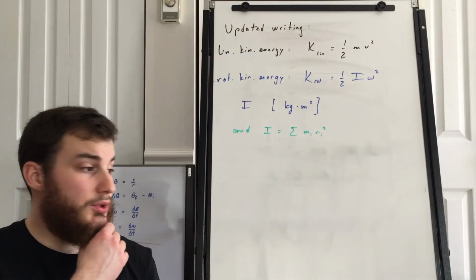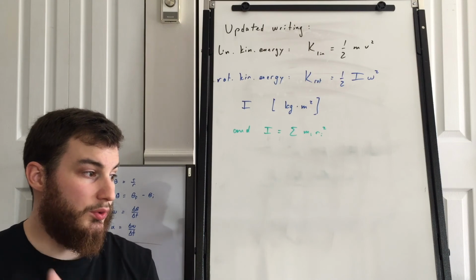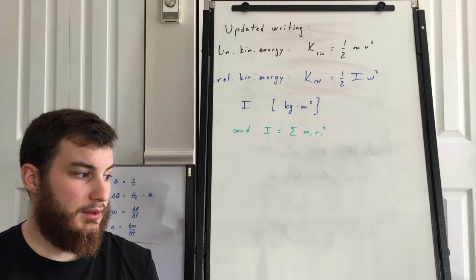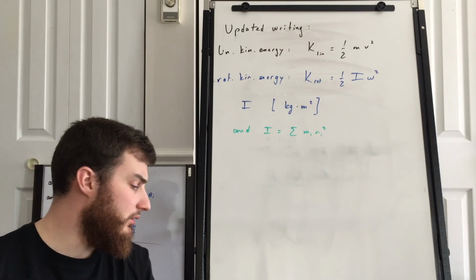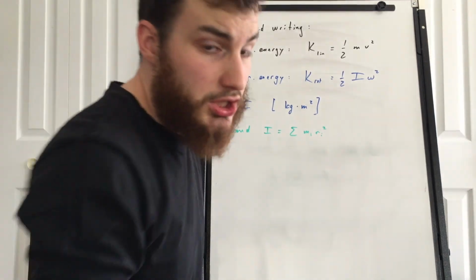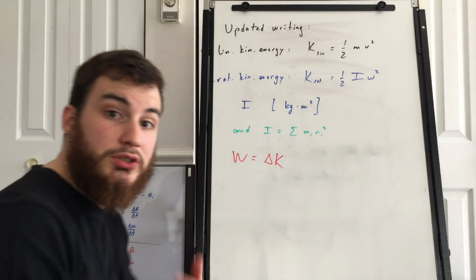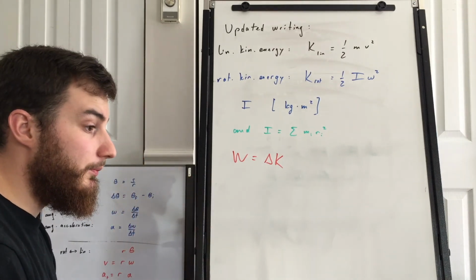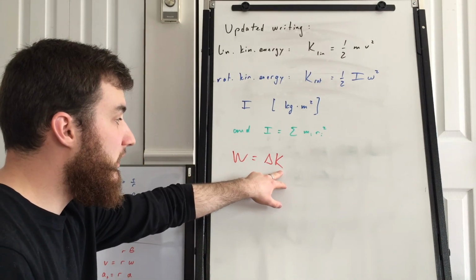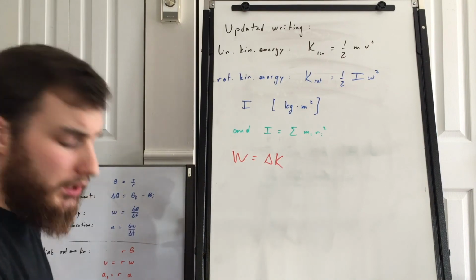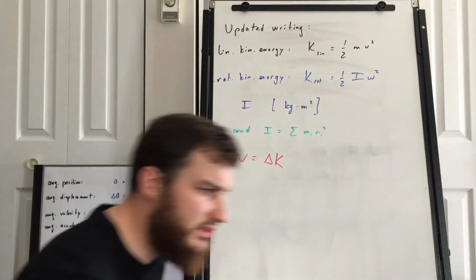The final bit that we can do is link the work to the rotational kinetic energy. And that's simply by remembering that a work is just a change of kinetic energy. That's what a work is or does to an object. That's the link between the two. Whether that's linear kinetic energy or rotational kinetic energy, it doesn't really matter. It will still be the same thing.